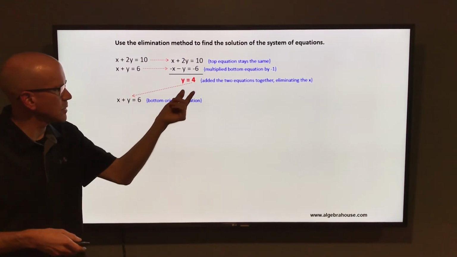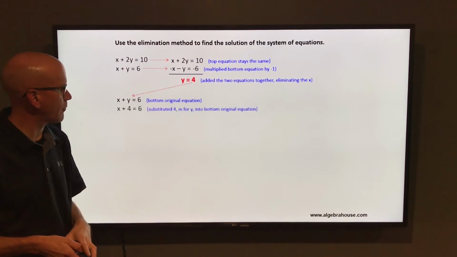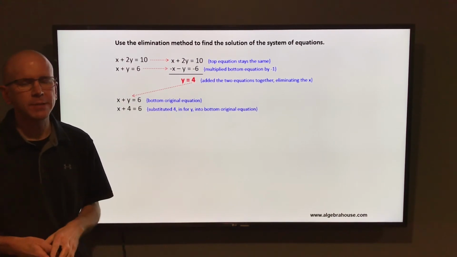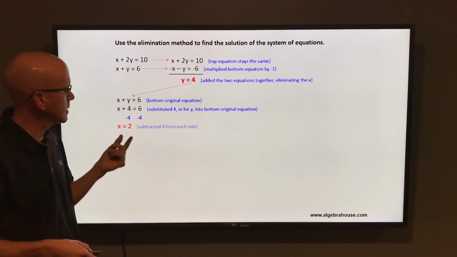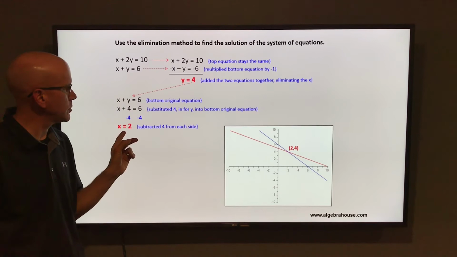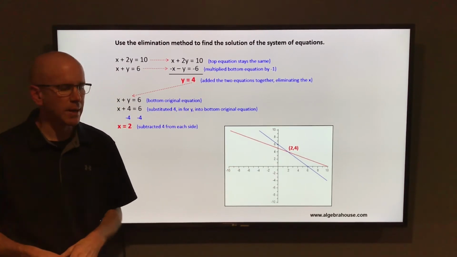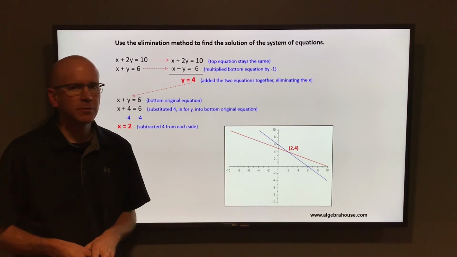So I'm going to substitute that 4 in for y into x plus y equals 6. So I'm replacing the y with the 4. You have x plus 4 equals 6, and then solve that equation for x. Subtract 4 from each side, x equals 2. So x equals 2 and y equals 4. That is the point of intersection of those two lines. They meet at the point 2, 4.